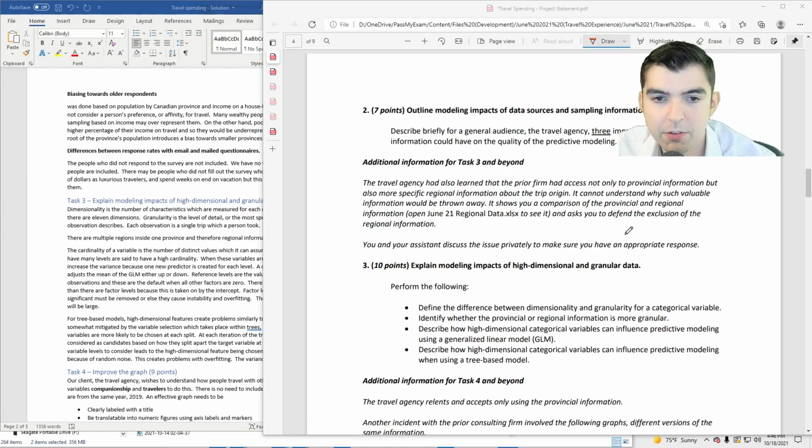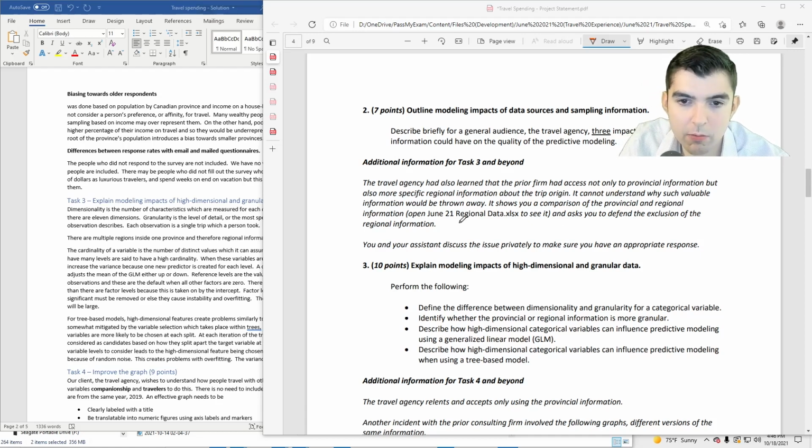Additional info for task 3 and beyond. The travel agency had also learned that the prior firm had access not only to provincial info, but also more specific regional information about the trip origin. It cannot understand why such valuable information would be thrown away. It shows you a comparison of the provincial and regional information. Open the regional data file to see it. It asks you to defend the exclusion of the regional information.